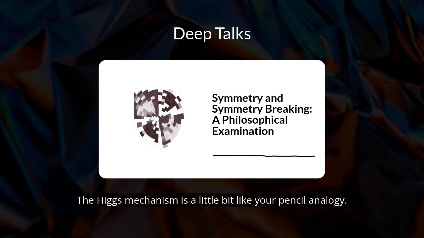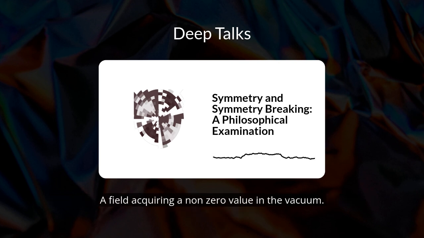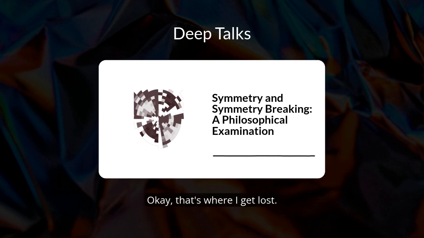The Higgs mechanism is a little bit like your pencil analogy, but instead of a pencil falling, we have a field that acquires a non-zero value in the vacuum. A field acquiring a non-zero value in the vacuum. Okay, that's where I get lost. What does that even mean?